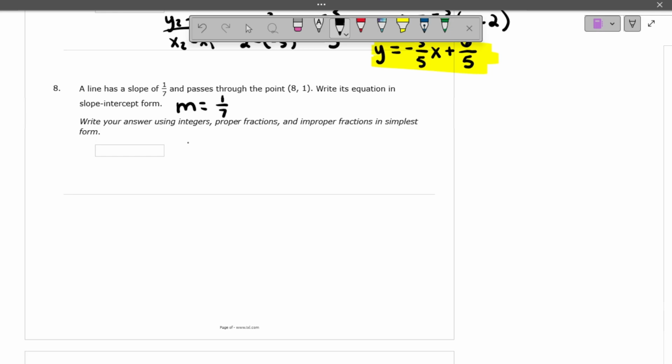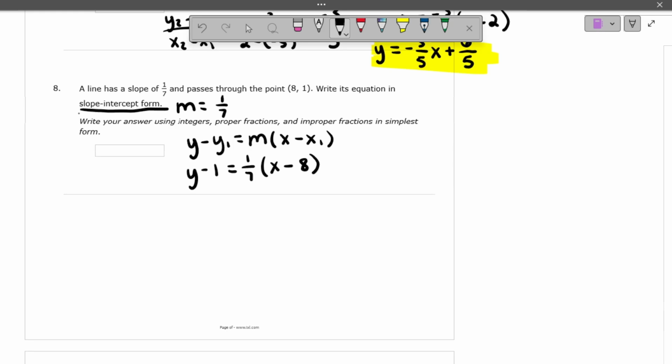So let us put it into point slope, which is y minus y1 equals m times x minus x1. So plugging our points in, we have y minus y1, which is just a 1, equals 1 over 7 times x minus 8. And also, as a reminder, slope-intercept form is our y equals mx plus b. So what we just put in here is not going to be what you want the answer to be in. It's just what we have to use to get our answer.